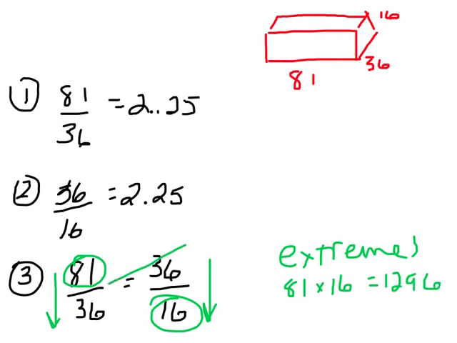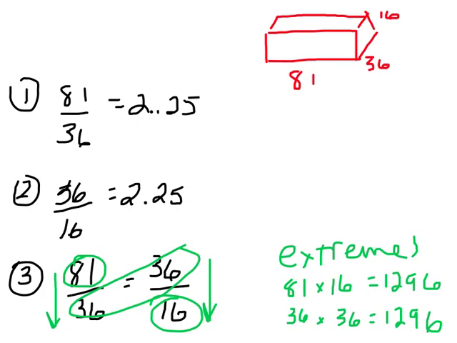Now, if you cross multiply the other way, 36 times 36, what do you get? You get the same thing. So they're trying to show you that in proportions, when you cross multiply, they're equal, okay?